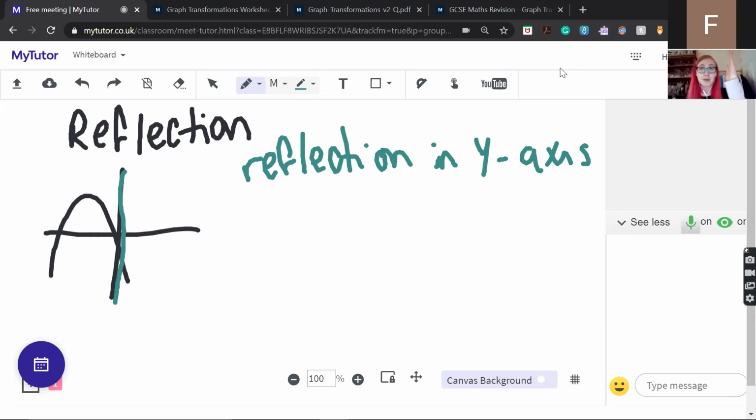So the y-axis is here, and all that means is where are we putting our mirror? So if you put the mirror in the y-axis, what's it going to look like? And what that will look like is this. So we've just reflected it over there.